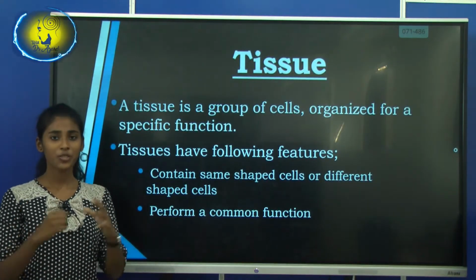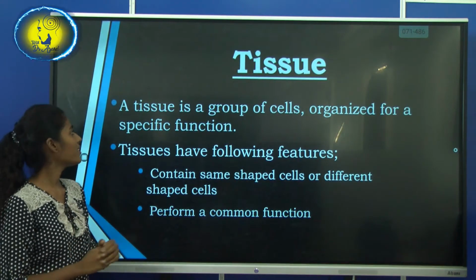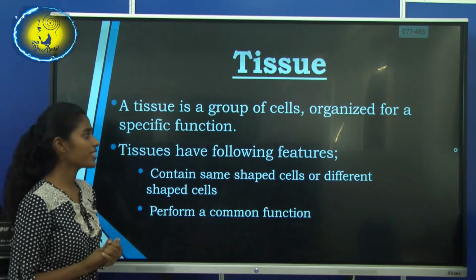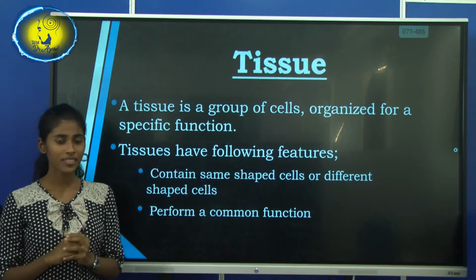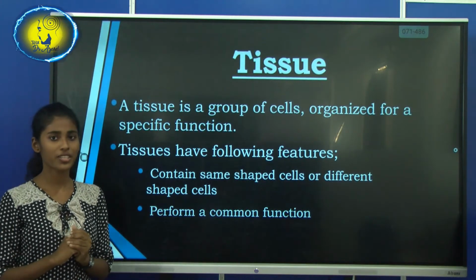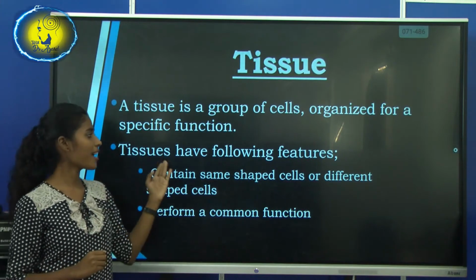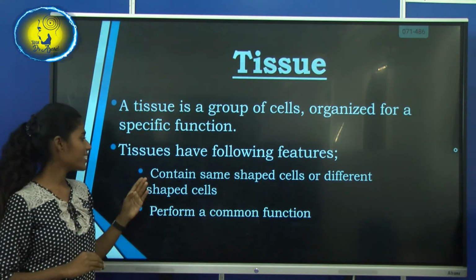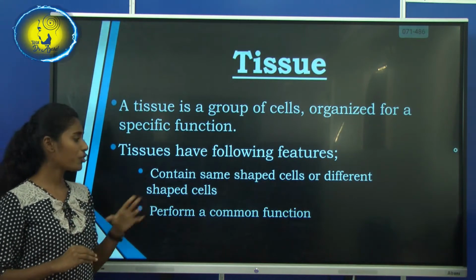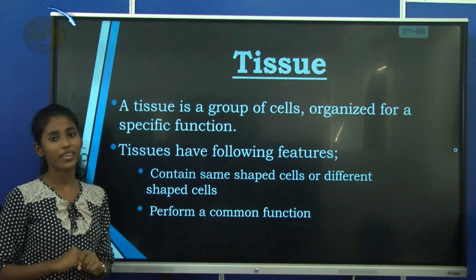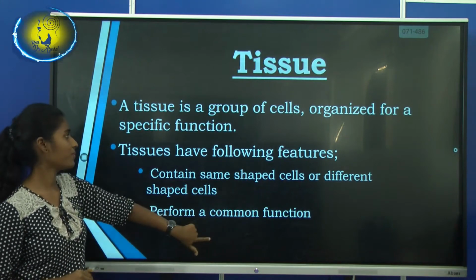The cells get together and make tissues. A tissue is a group of cells organized for a specific function. Tissues have the following features: they contain same shape cells or different shape cells, and they perform a common function. Okay, let's see what the animal tissues are.